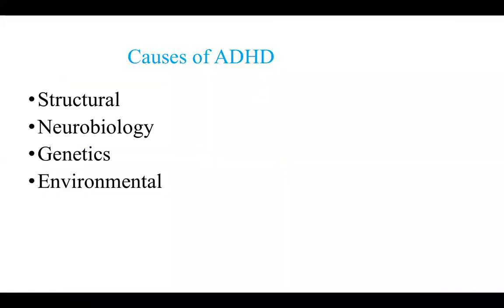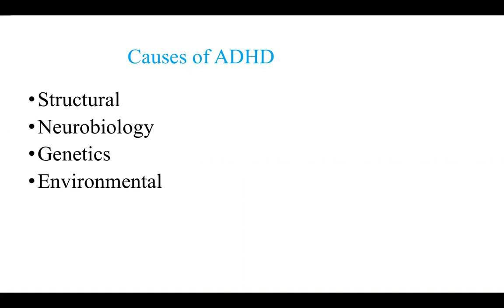Now, coming briefly to the causes of ADHD, it could be structural, neurobiological, genetics, or environment. In structural, you see that we have the frontal cortex, the prefrontal area, which is the CEO of the brain, which controls our impulses and is the seat for executive functions, which we'll discuss in the later slides.